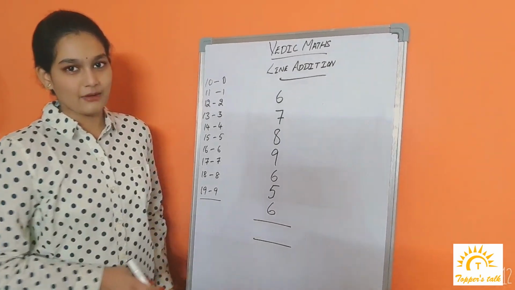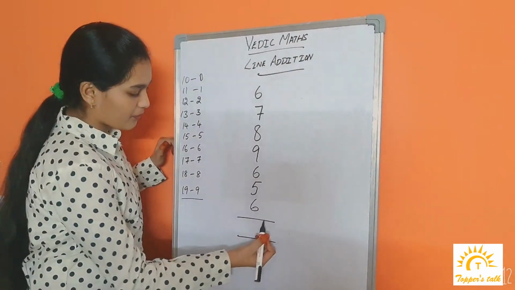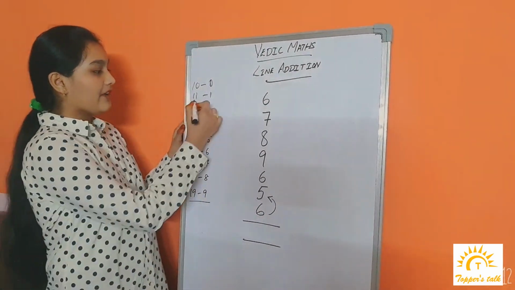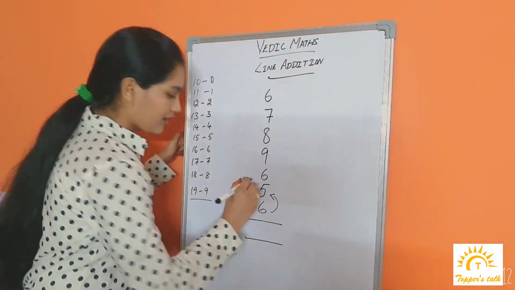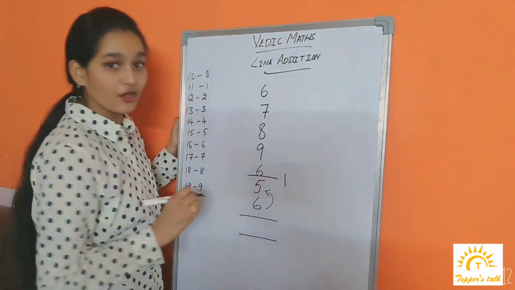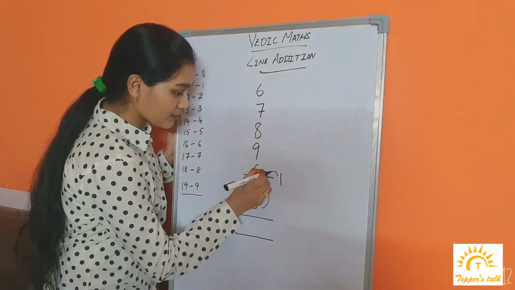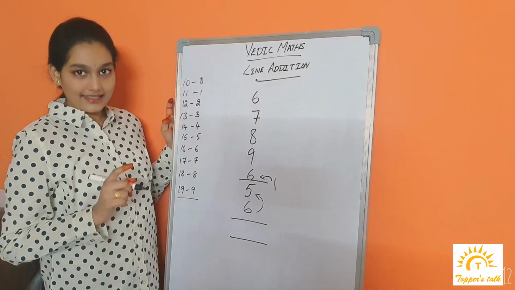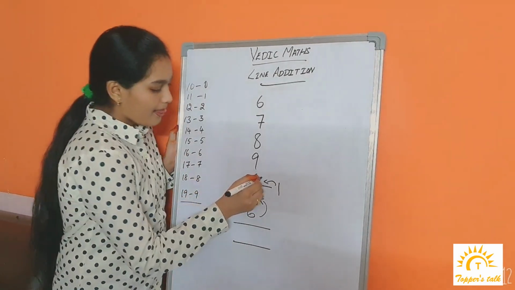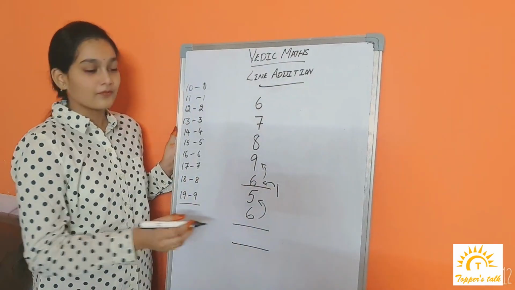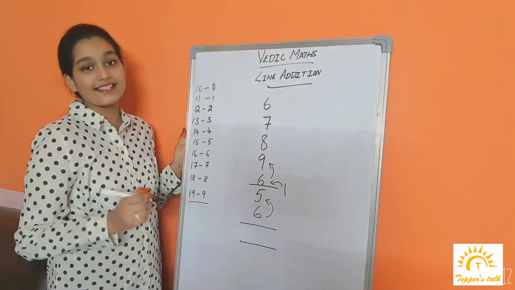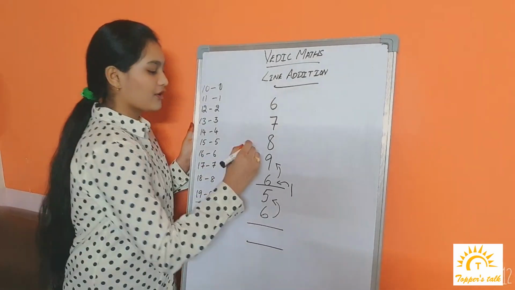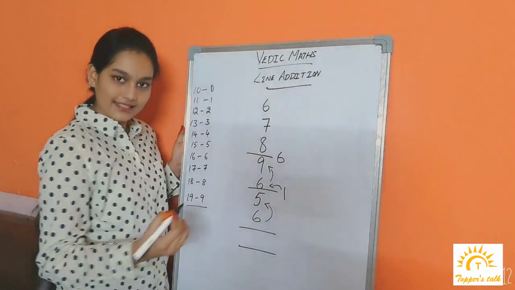Now, let's do an example problem. Let's start from the bottom. 6 plus 5 is 11, and 11 minus 10 is 1. So we have to draw a line and write 1. Now we have to add this 1 to this 6. 1 plus 6 is 7, and 7 is less than 10. So we have to add 9 as well. 1 plus 6 plus 9 is 16, and 16 minus 10 is 6. So we have to draw a line and write 6.